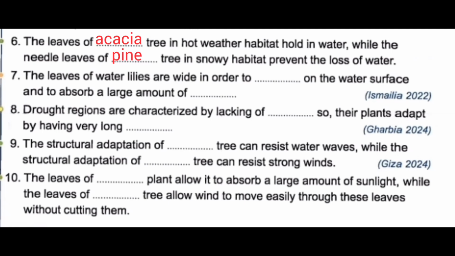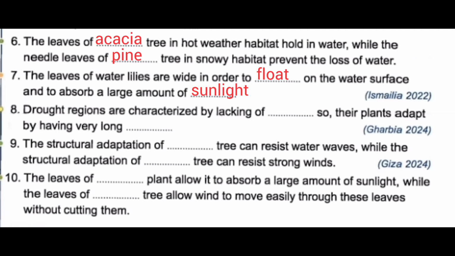Number 7. The leaves of water lilies are wide in order to blank on the water surface and to absorb a large amount of blank. So the leaves of water lilies are wide in order to what? To float on the water surface. Float. And to absorb large amount of what? Large amount of sunlight.